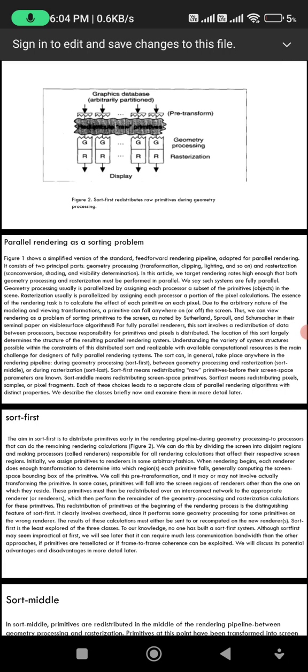Geometry processing usually is parallelized by assigning each processor a subset of the primitives in the scene. Rasterization usually is parallelized by assigning each processor a portion of the pixel calculations. The essence of the rendering task is to calculate the effect of each primitive on each pixel. Due to the arbitrary nature of the modeling and viewing transformations, a primitive can fall anywhere on or off the screen. Thus, we can view rendering as a problem of sorting primitives to the screen, as noted by Sutherland, Sproull, and Schumacker in their seminal paper on visible surface algorithms.